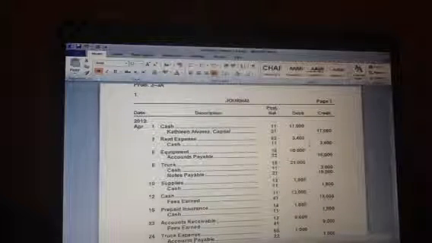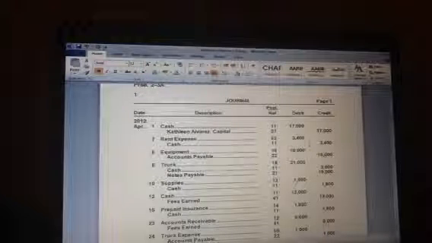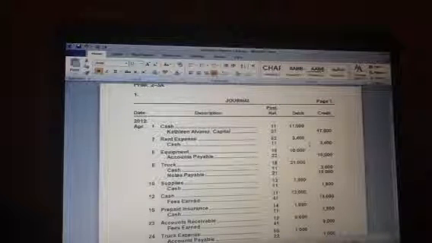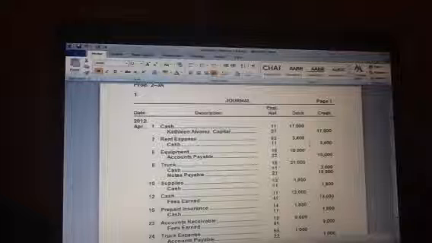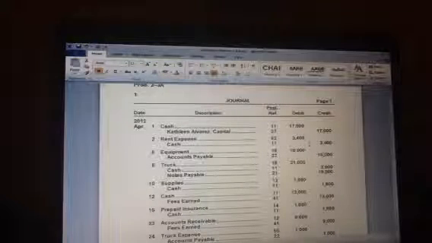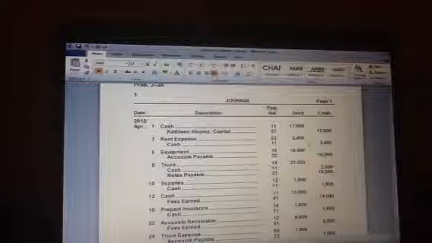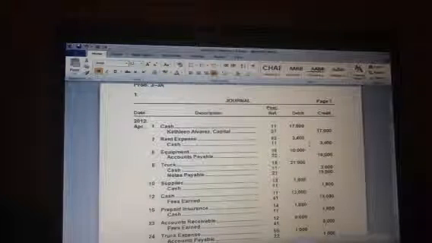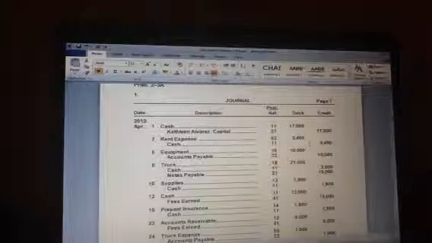So first, in a journal, this is a journal where you record journal entries. They want you to record these transactions. And we may not have time to go over all of these, but we'll start these, and then you can look at the rest of these on your own.